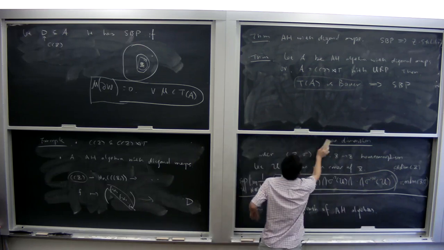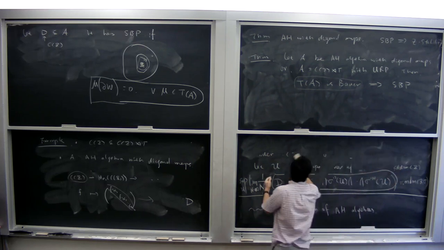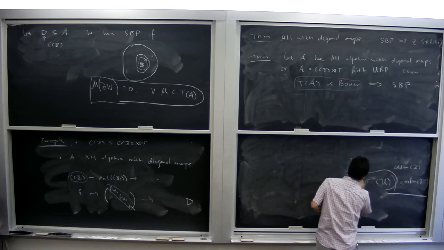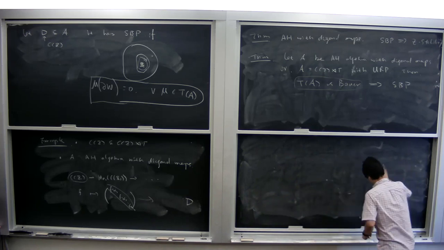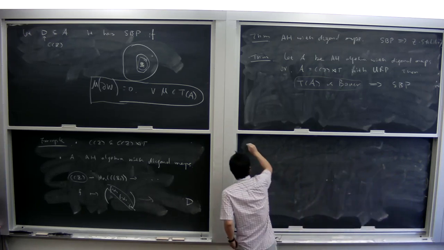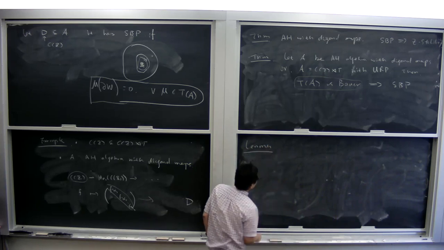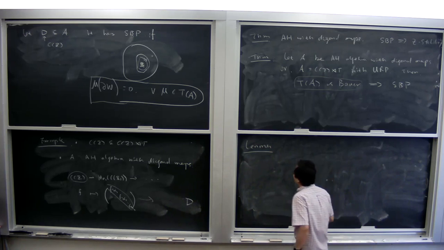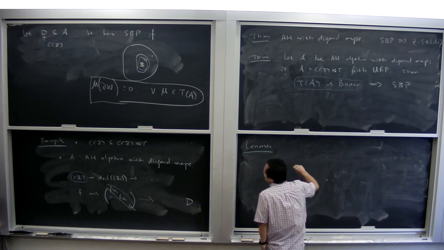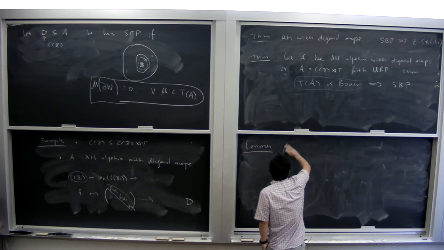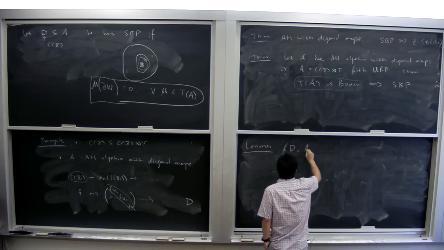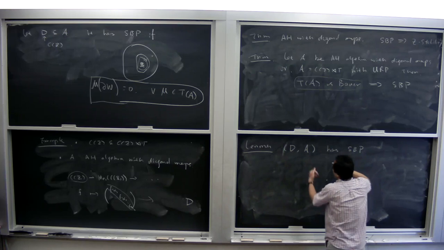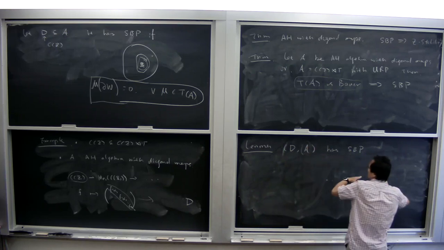So, why does a Bauer simplex imply the small boundary property? We need one characterization of the small boundary property, just using the traces. Lemma. Let D be inside some bigger algebra. This has the small boundary property. You don't even need this bigger algebra, but let's write it there.